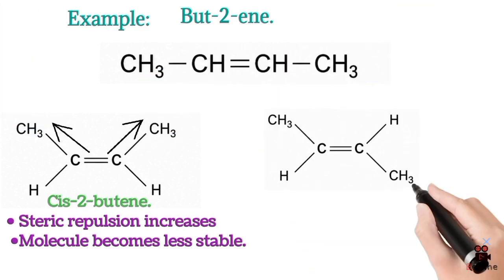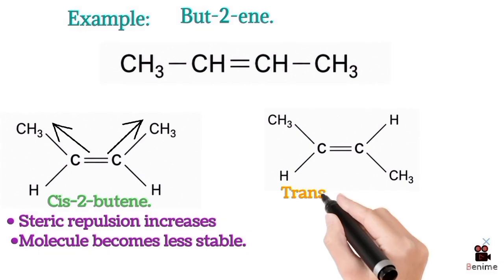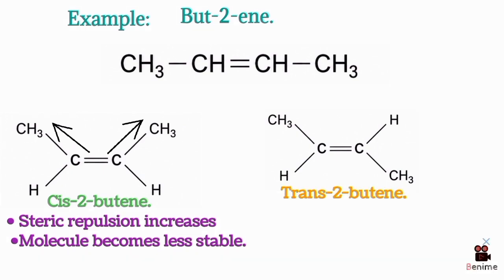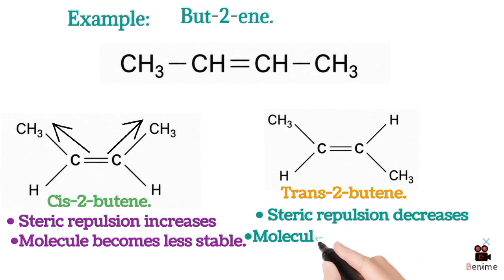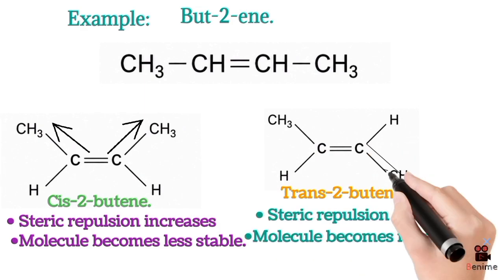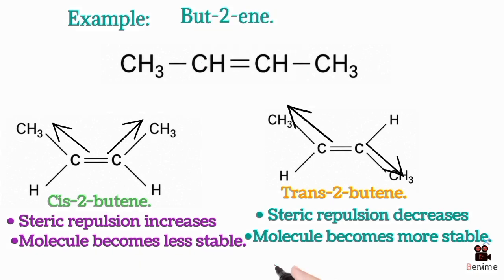Now the second form is trans-2-butene. In the trans isomer, similar groups are present on opposite sides of the double bond. Here, the CH3 groups lie opposite to each other. Because of this arrangement, steric hindrance decreases and stability increases. The dipole moments cancel each other, therefore, the trans isomer becomes less polar. This is why the trans isomer is usually more stable than the cis isomer.